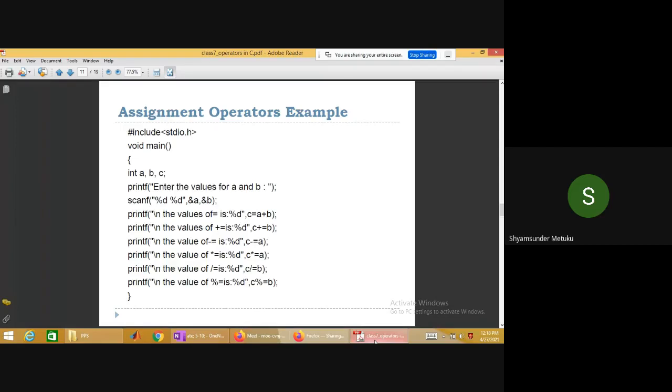So the way, right, before you execute the program, you must observe the output, expect an output, write it separately, then you execute, and then verify whether the result you expected is coming or not. That is a good programming practice. Okay?